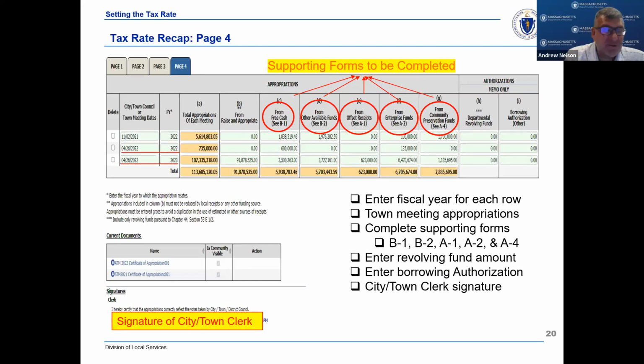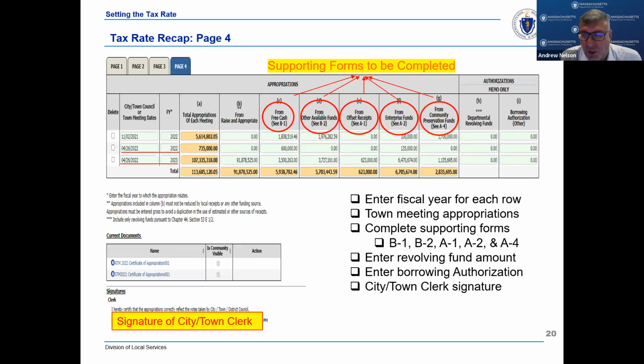So let me go through how this works. You're going to have a line for every town meeting you have. If you have an annual and a special town meeting on the same night, like this community did, then you would have 2 lines for it. 1 line for the annual, 1 line for the special. You'll see that there with the 4/26/2022 meeting on this one. You'll see the first line is for 2022. That was their special town meeting. And then the next one is for 2023. That's their annual town meeting. You'll see the bigger numbers there. They voted the budget that night.